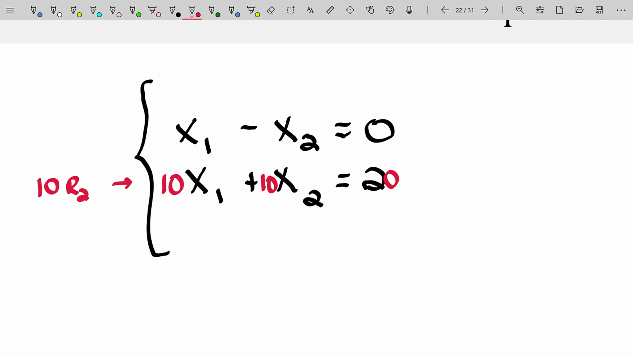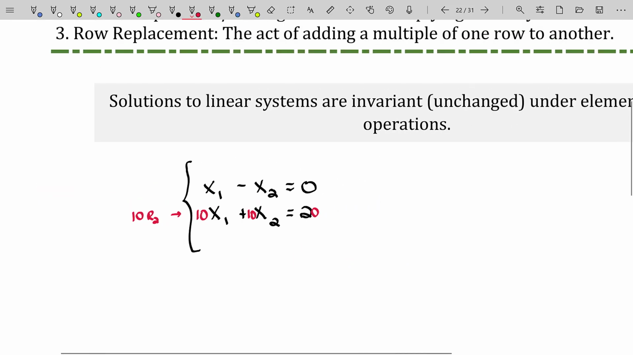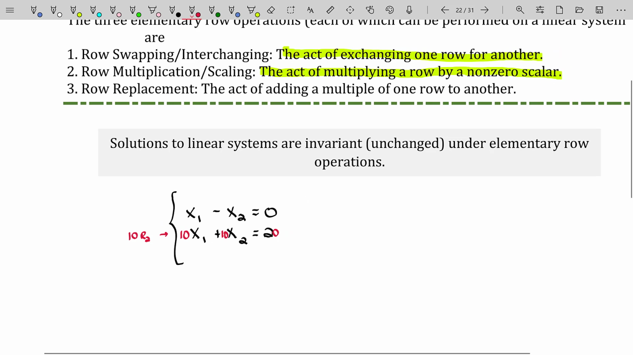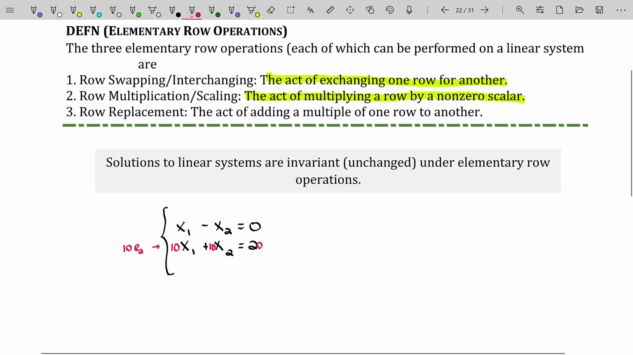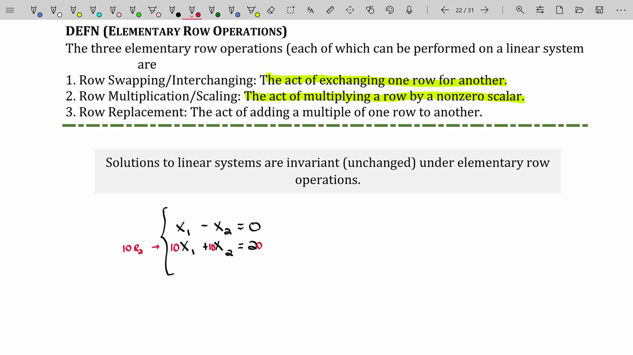In other words, 1, 1 will satisfy this first equation. And if I plug in 1 and 1 for x sub 1 and x sub 2 in the second equation, I get a truth statement there as well. So it's not a proof, but it's definitely a really strong justification that scaling a row will not change the solution to your linear system.